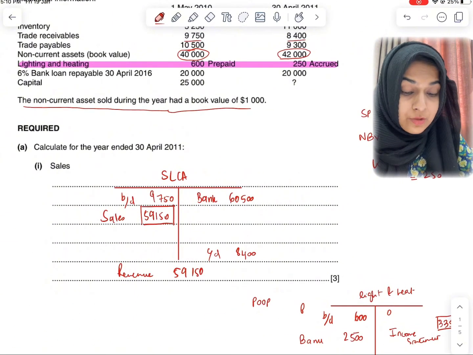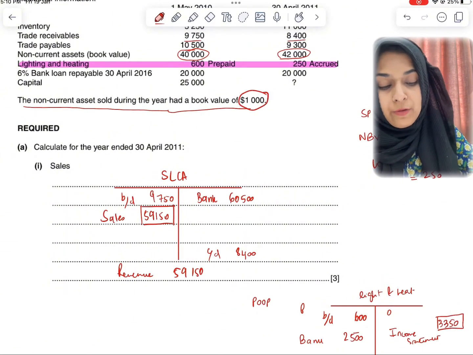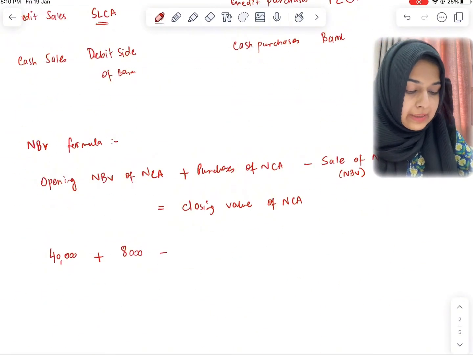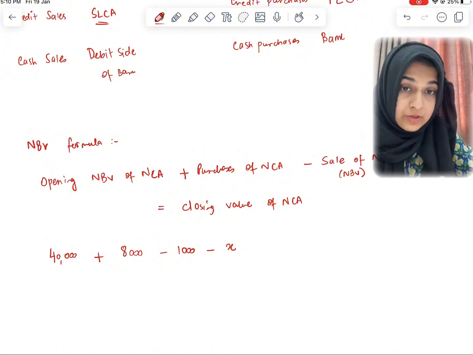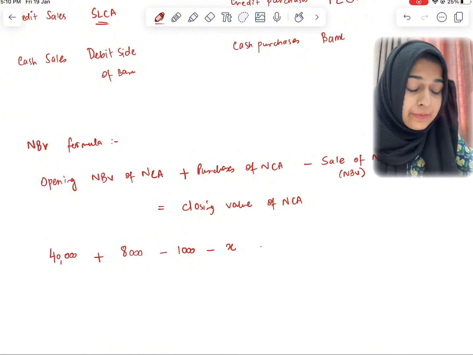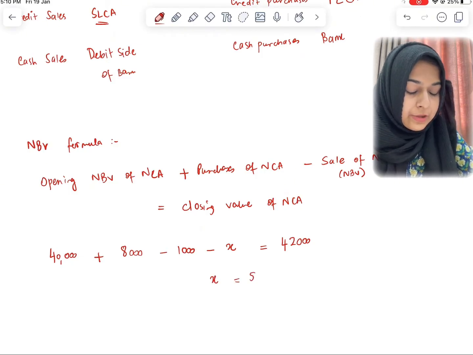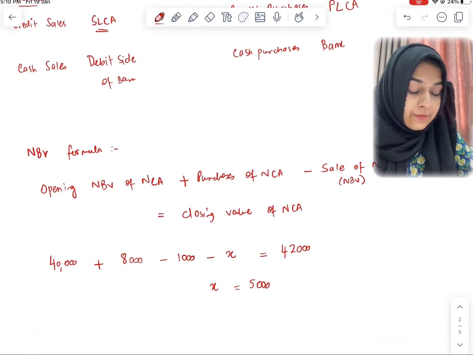During the year, we sold a non-current asset which had a book value of 1,000. So you need to subtract that. So you subtract that 1,000, and then you minus depreciation, that is minus X. I assume depreciation to be X because I'm trying to find out the depreciation. And then closing net book value of non-current assets is 42,000. Now, if I solve for the value of X, I basically should get 5,000. So that's it for depreciation.